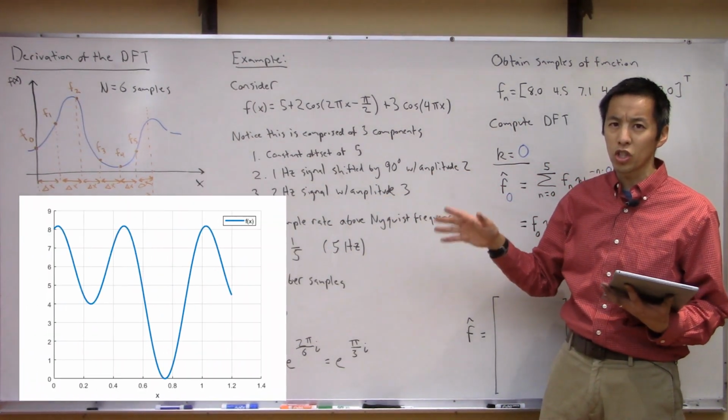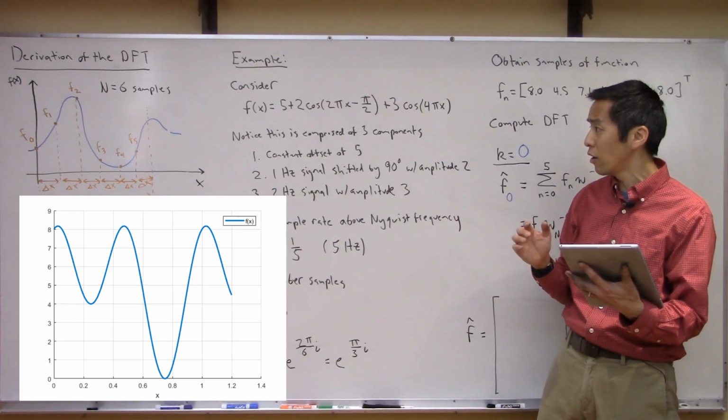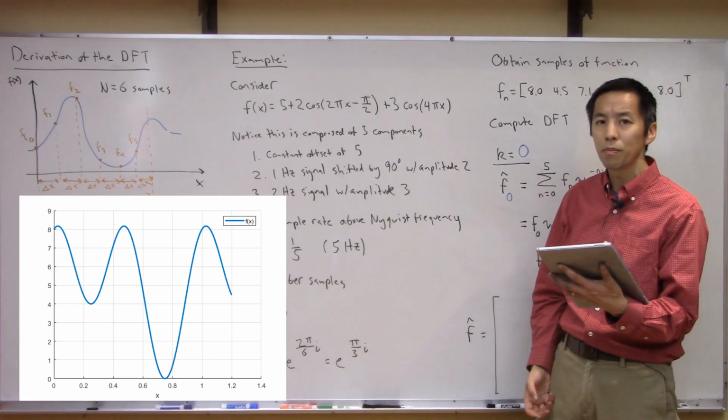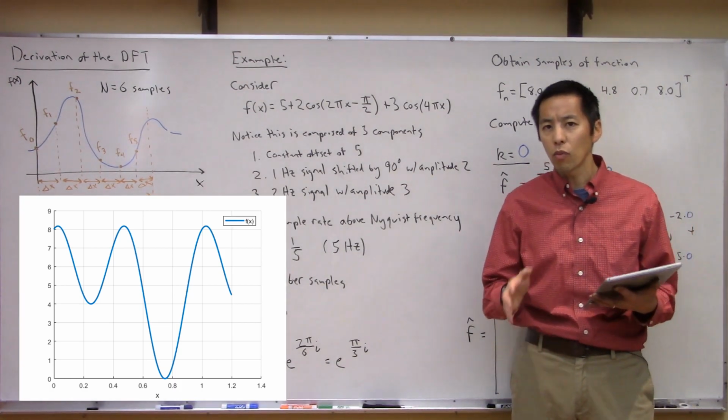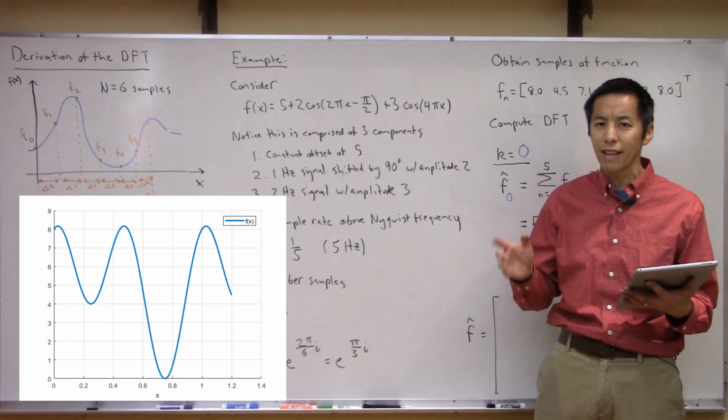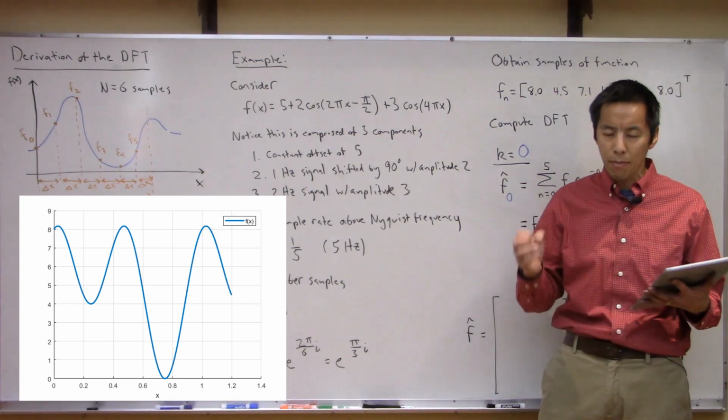I'll just flash a screenshot of what this function looks like by itself, right? It's not too bad. It's just some kind of interesting behavior. Now, what we want to do is say we don't have access to this actual function. Instead, what we've got is a bunch of samples of that function.